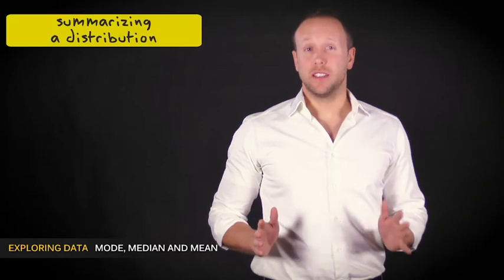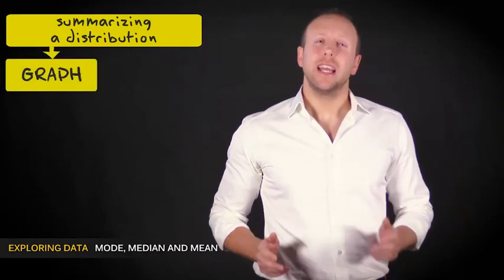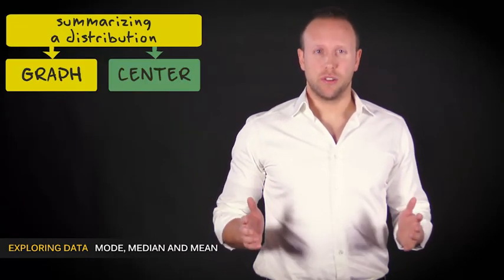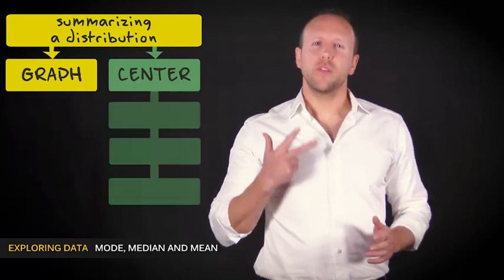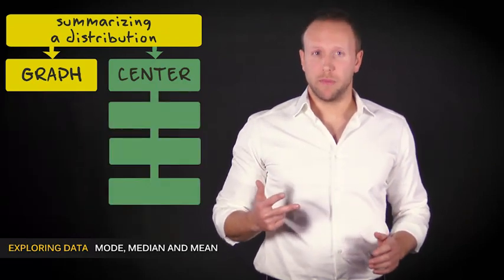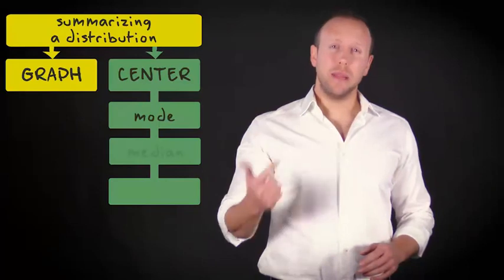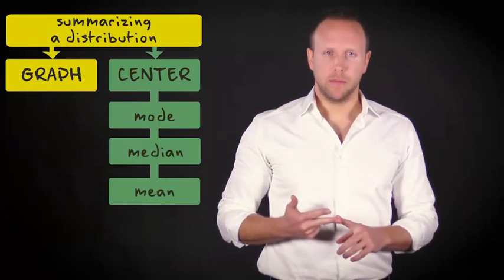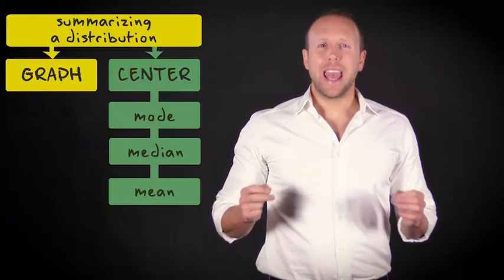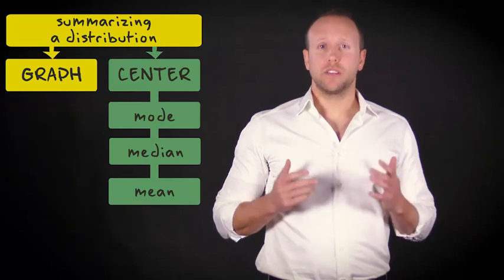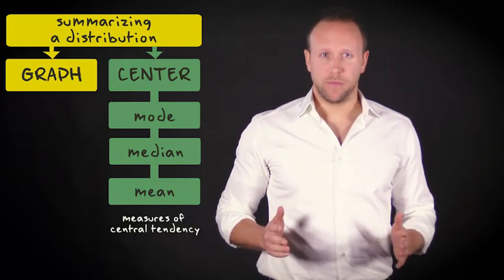Next to summarizing a distribution by means of graphs, it can also be useful to describe the center of your distribution. There are three main ways in which you can do that: by means of the mode, the median, and by means of the mean. These three M's are often referred to as measures of central tendency.